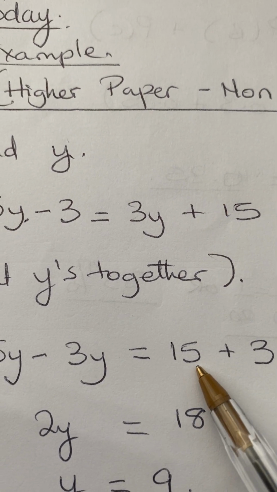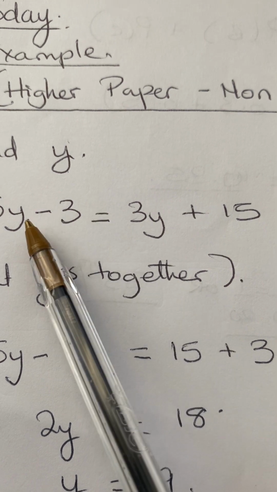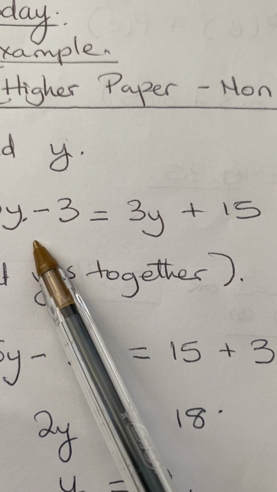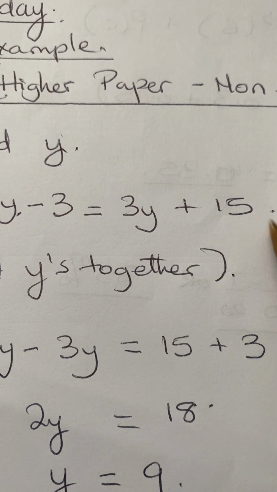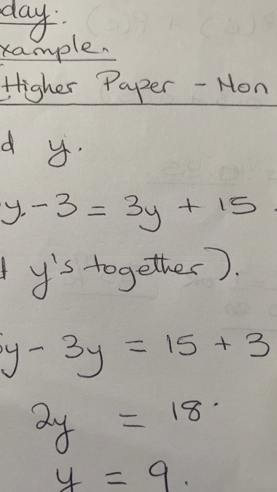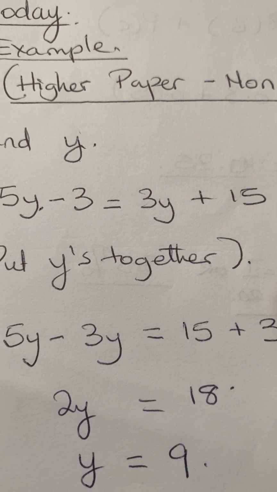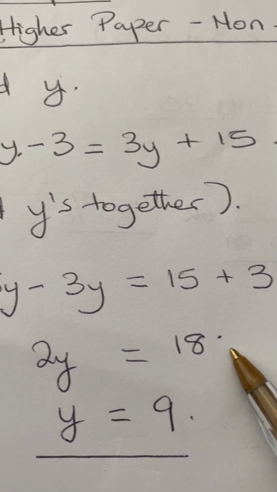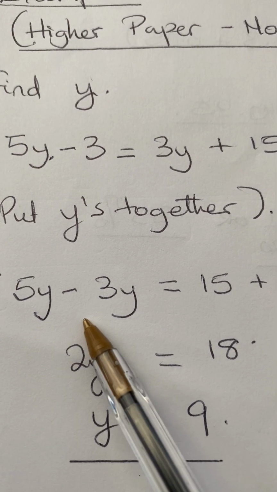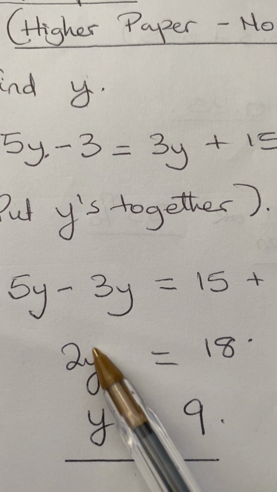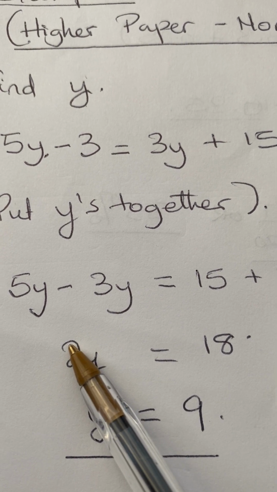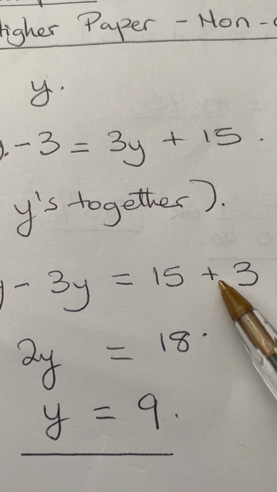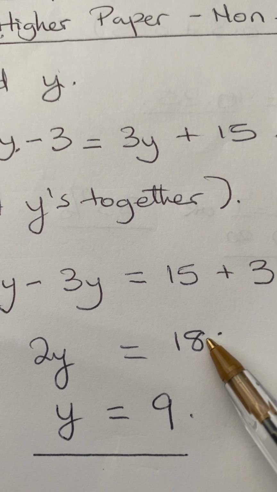On this side now I have 15 and then minus 3. So if I take minus 3 to that side, I have plus 3. So 2y equals 18, because 5y minus 3y is 2y. 15 plus 3 is 18.